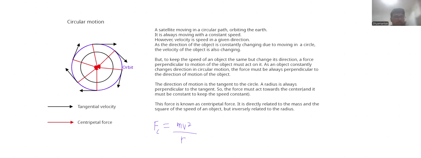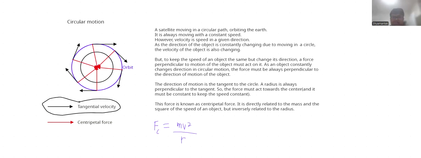As you can see from this diagram, where tangential velocity is indicated by a black arrow, the direction is constantly changing. And as velocity is a vector, the velocity is also changing. That means the object is accelerating, because if there's a change in velocity, then there's acceleration. That's the definition of acceleration. Acceleration is change in velocity divided by time.